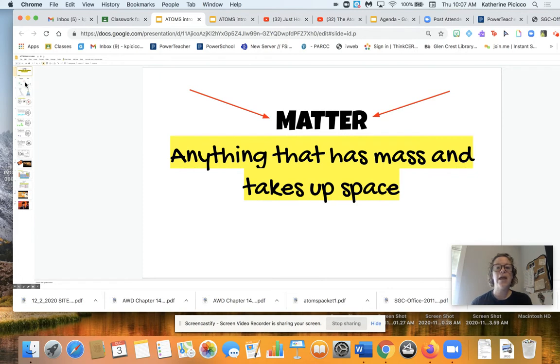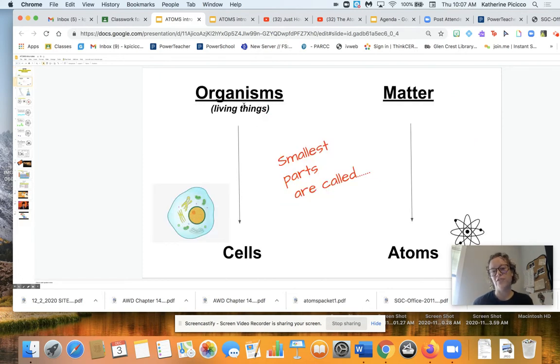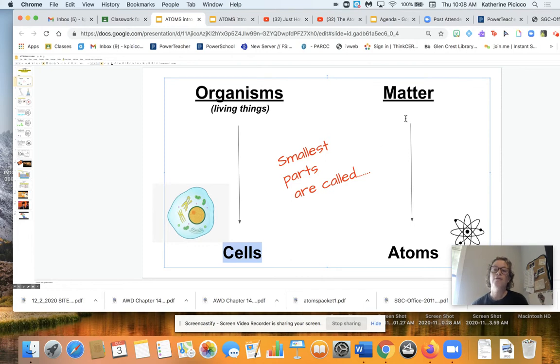Okay. And comparing to our last unit, we just ended a unit that has a similar background in terms of when we talk about really small things. We just finished a unit where we were talking about organisms or living things, right? And we said the very smallest parts of living things are called cells, right? The cells come together to make us and other living things, right? Well, when we talk about matter, the smallest parts of matter that come together are called atoms, okay?